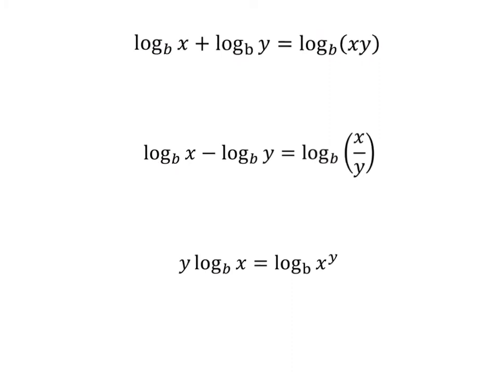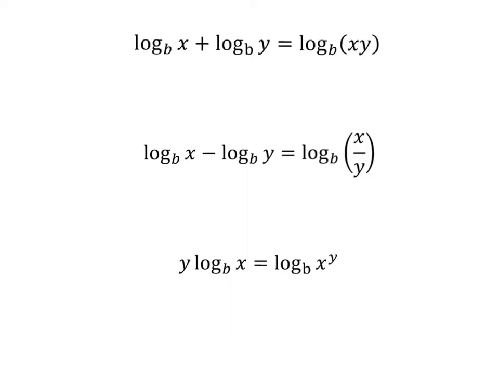Here's the formal statement of these properties. If I have log base b of x plus log base b of y, that's equal to log base b of x times y. If I have log base b of x minus log base b of y, that's equal to log base b of x divided by y. And the last property, y times log base b of x, is equal to log base b of x to the y power. So we can use this y as an exponent.